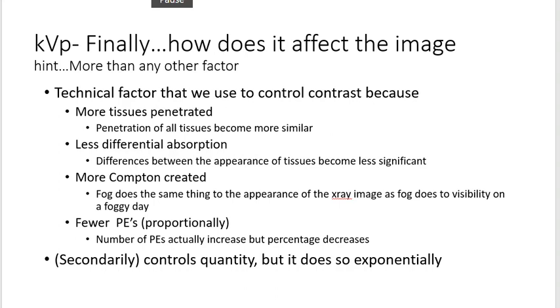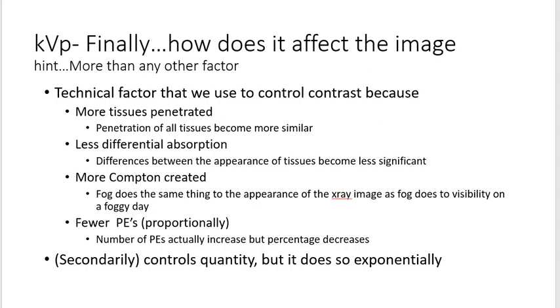So finally, how does it affect the image? Well, more than any other factor, it affects the image. It's a technical factor we use to control contrast because we can penetrate more types of tissue. It penetrates all tissue types, and the higher the kVp, the more similar that penetration becomes.